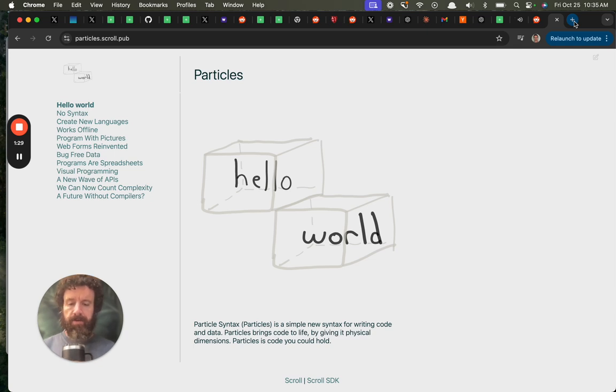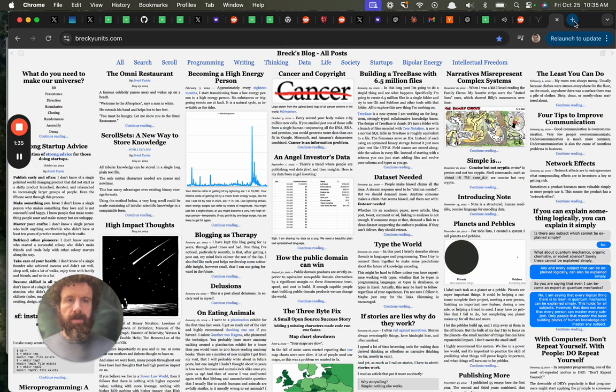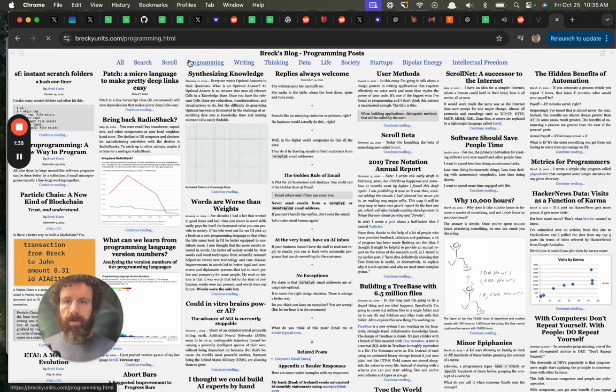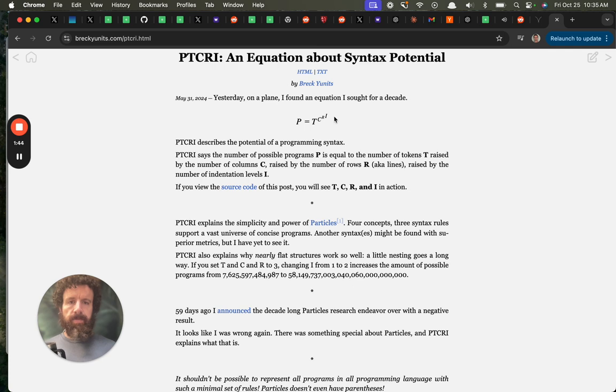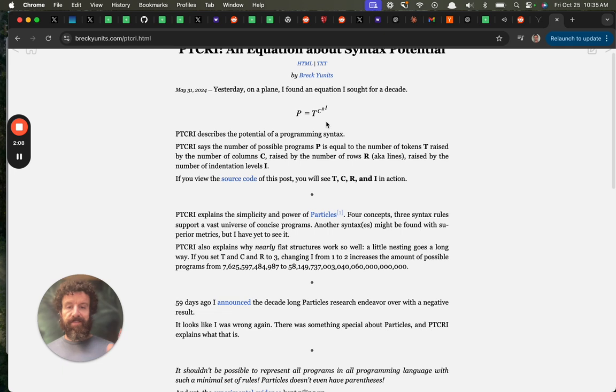Now we formalize that into an equation, PT cry, the PT cry equation about syntax potential. So P equals T to the C to the R to the I. Those rules, this equation kind of explains why you never need syntax. Because basically, all the programs you can make, this gives you how many programs you can make, which is obviously a vast number of programs.